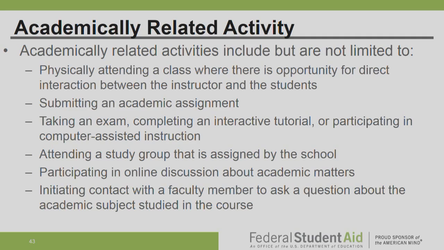Submitting an academic assignment makes sense. They turned it in on this date. Let's use this as an academically related activity. Taking an exam, studying in a study group, participating in an online discussion, or initiating contact with a faculty member. So you get an idea: to ask a question about a course in which they're currently enrolled. You get the idea. That's an academically related activity. You may use those. Let's be clear, you're not required to use those. But if you're going to use them, please let's make sure we use them consistently, not just to your advantage. Okay?